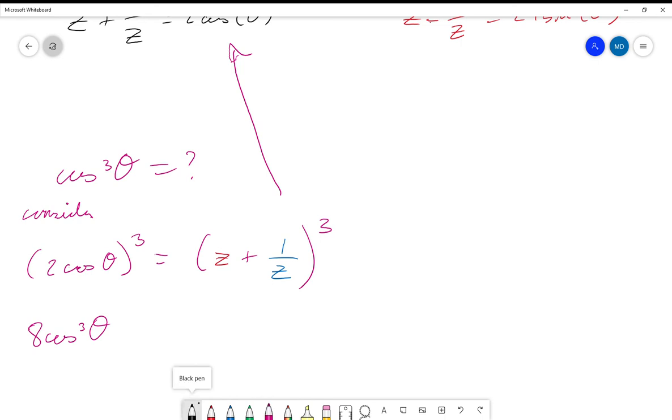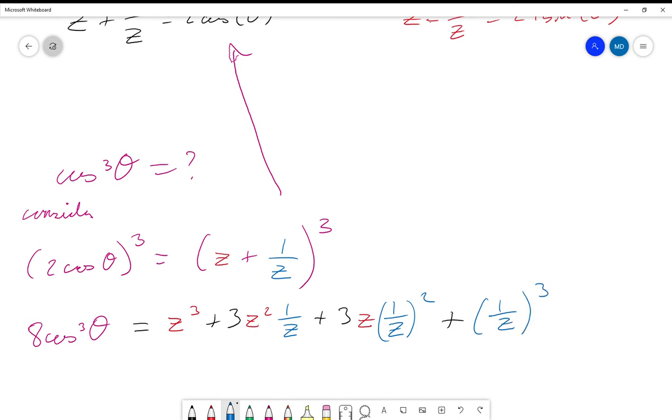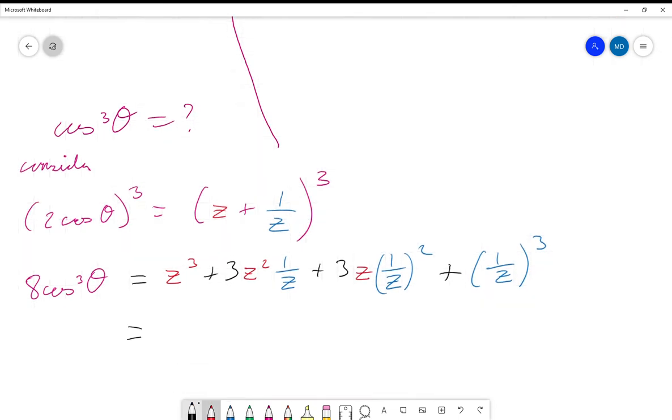And on the right hand side, we're going to use the binomial theorem, and we're going to get z cubed plus 3, that's our binomial coefficient, z squared multiplied by 1 over z to the power of 1, plus 3, binomial coefficient again, z, 1 over z squared, plus 1 over z cubed. And we can simplify this, and we get z cubed plus 3 lots of just z, since z squared divided by z is just z, plus 3 lots of z multiplied by 1 over z squared, we're just going to end up with 1 over z, and then this is going to be 1 over z cubed.